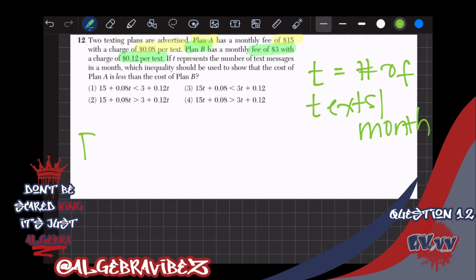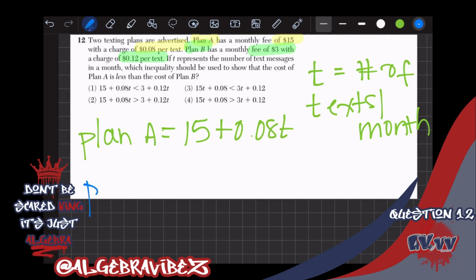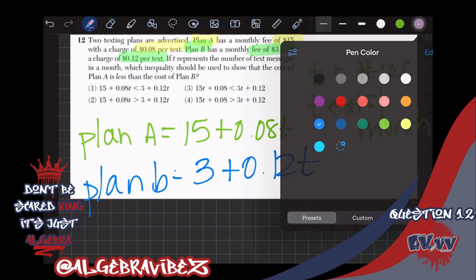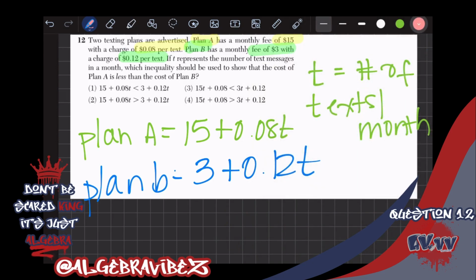So we have Plan A, which is going to be 15, which is our monthly fee, plus our 0.08 T. Then our Plan B is going to be written as 3 plus 0.12 T. And it's telling us that we have to represent this inequality by saying that the cost of Plan A is less than the cost of Plan B.